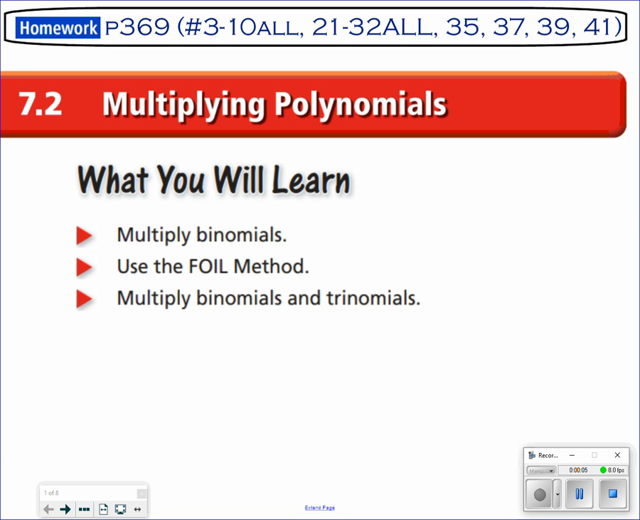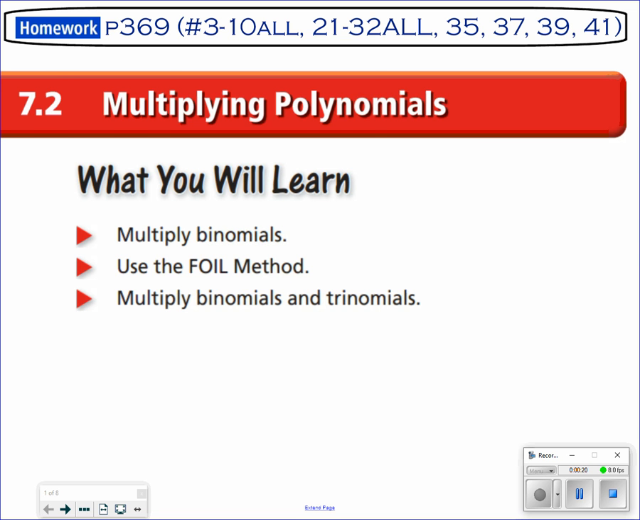Section 7.2 is multiplying polynomials. The first lesson, 7.1, was on adding and subtracting, and today we're going to talk about multiplying. There are different types of multiplying, and the most famous of which is FOIL. We'll get into that in just a little bit.